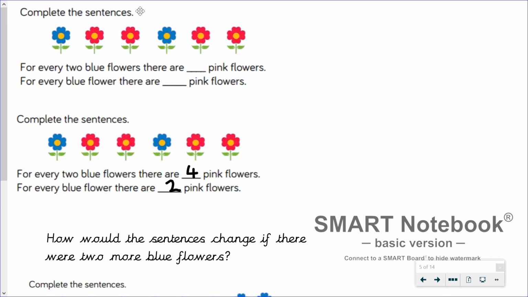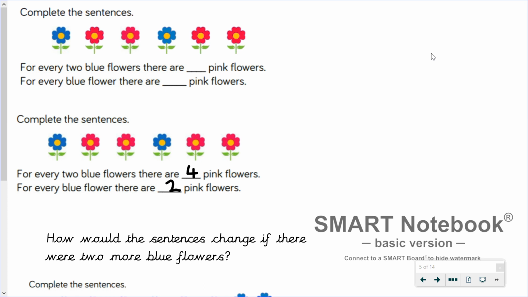So here are your sentences here. So every 2 blue flowers, there are some amount of pink flowers, and for every blue flower, there are some amount of pink flowers. So 2 blue flowers here, for every 2, there are 4 pinks, as it says down here. And for every 1 blue flower, there'd be 2 pink flowers to go along with it. So we're using for every to discuss the ratio and the relationship between them.